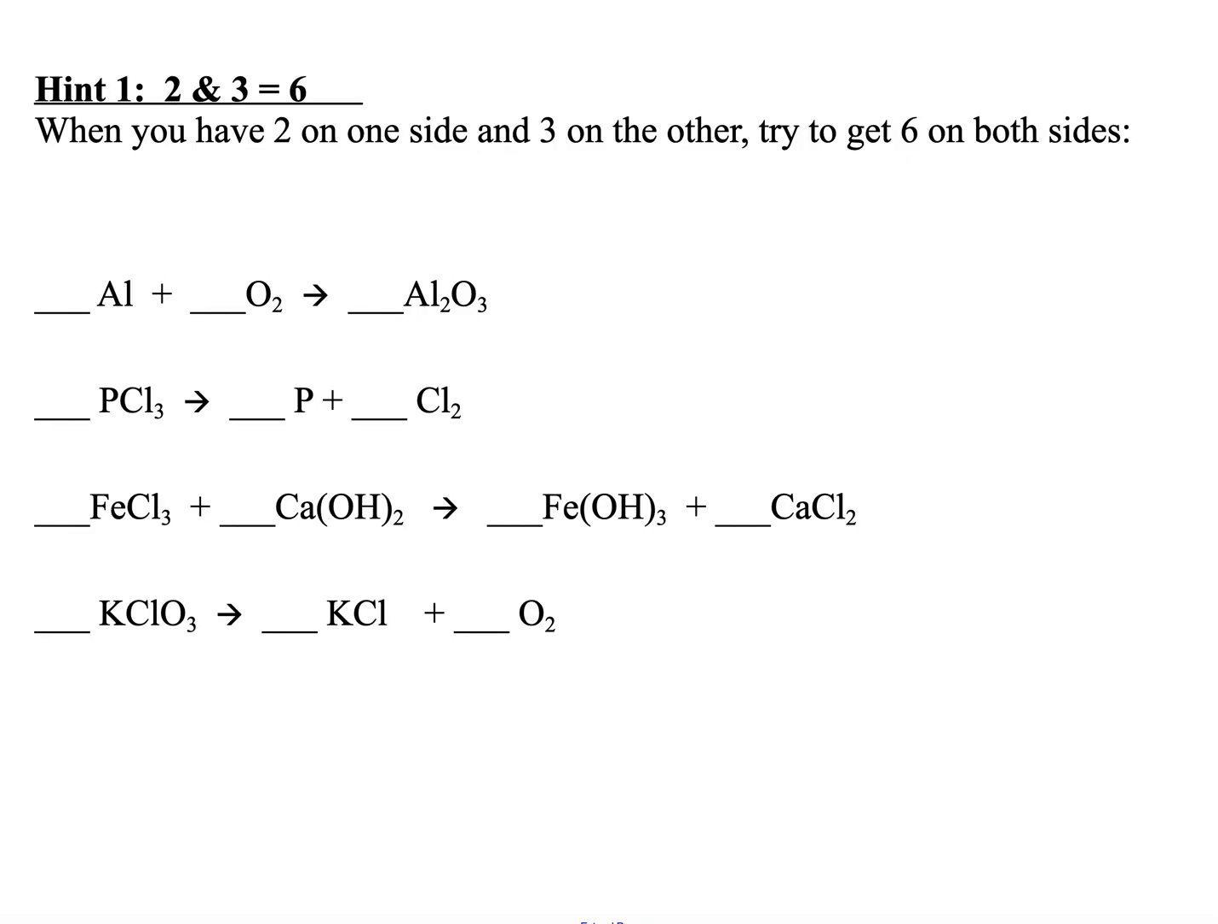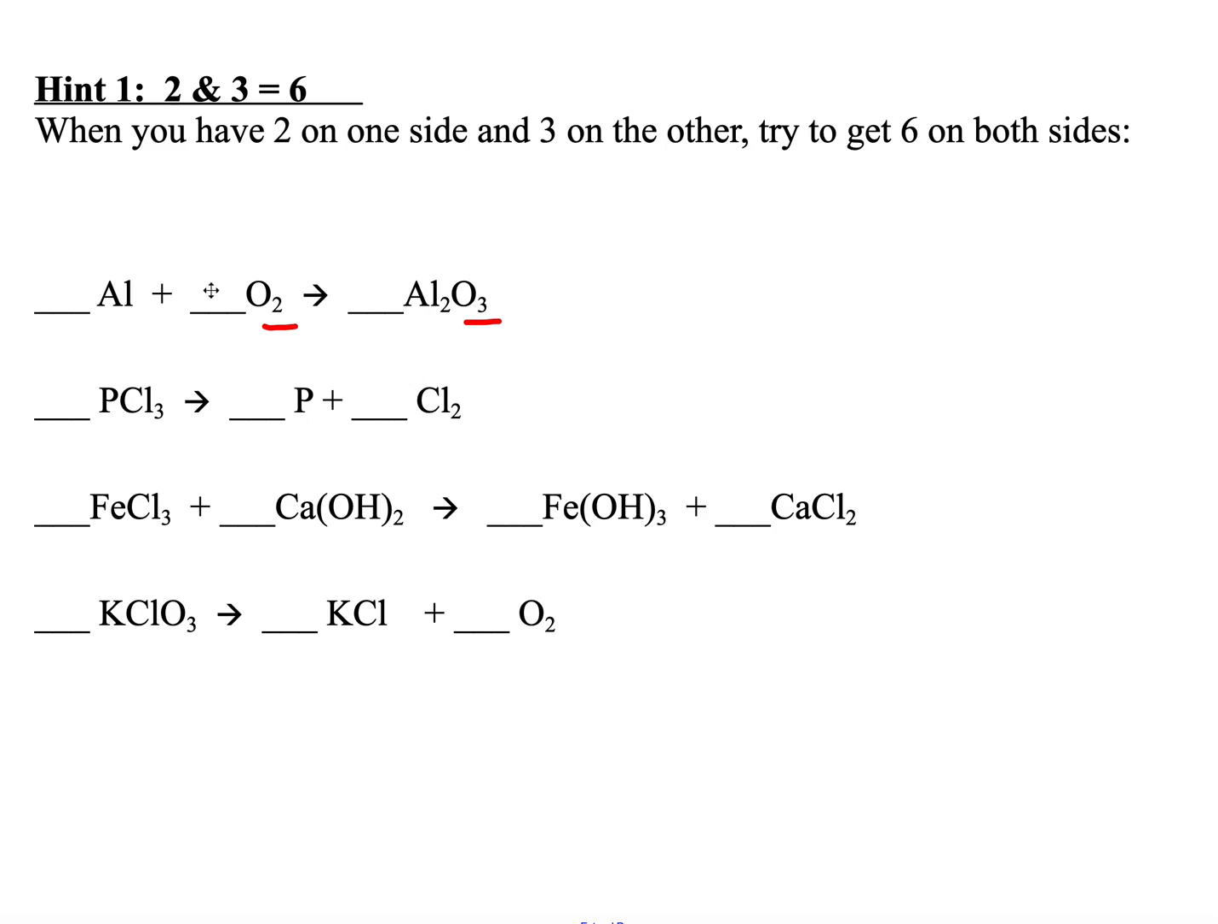So let's go through some of these hints step by step, and let's look at how we can employ this strategy. So the first hint that I want to really work out is the 2-3 business. So when you see 2 of an element on one side and 3 on the other, try to make them 6. So if I look at this equation here, I see oxygens. There's 2 oxygens on this side, and on this side there's 3. The goal is to make them 6.